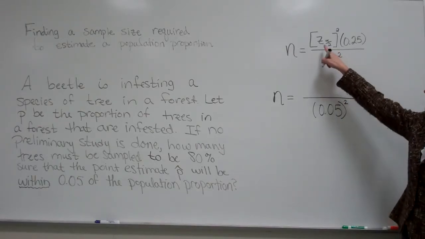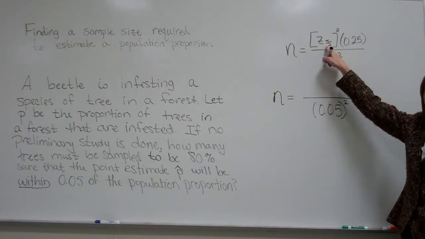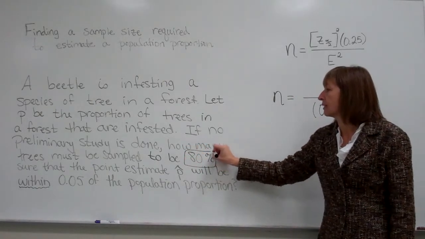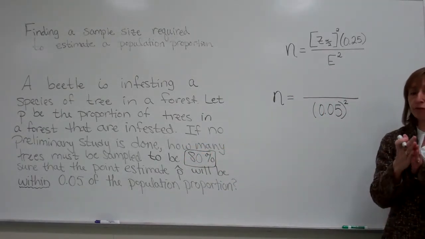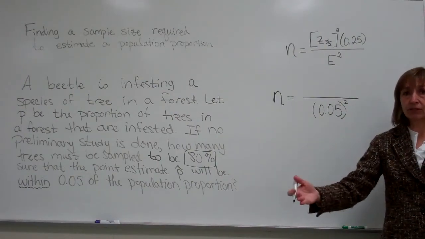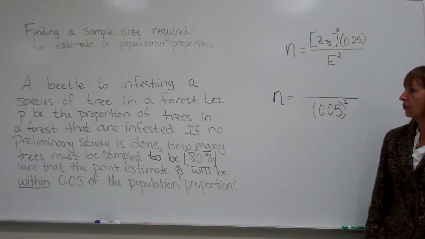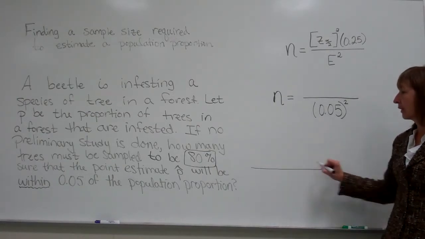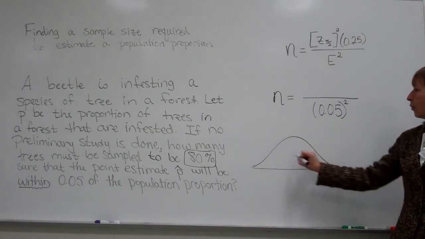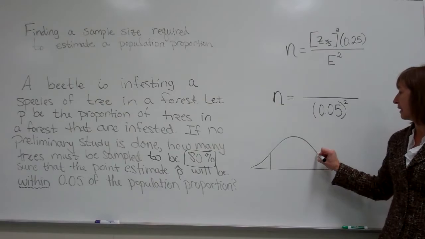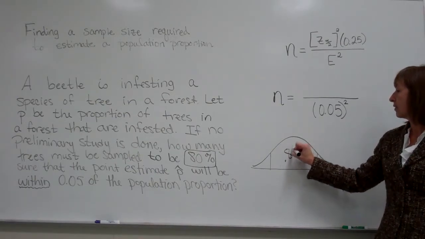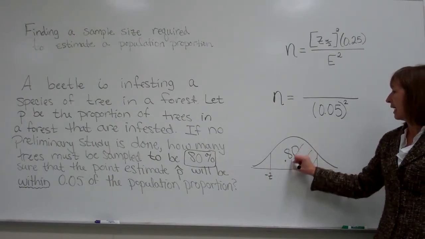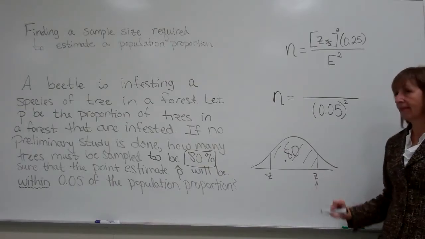Next up is the z sub alpha over 2. That's the critical value that you would have so that you get 80% of your distribution spanning either side of your point estimate. So when you're looking at the 80% with a normal curve, we want to have 80% be the amount of the area so that it falls between my negative z to my positive z.